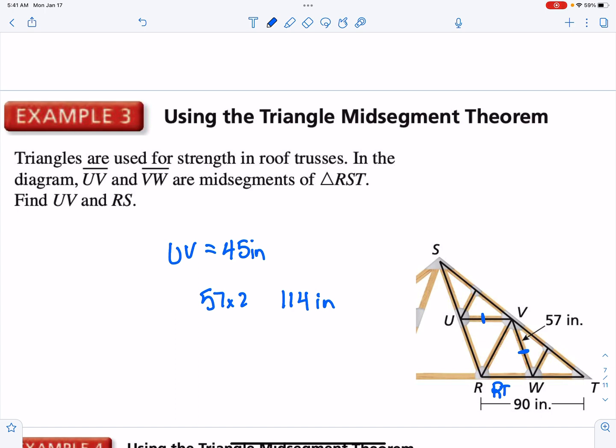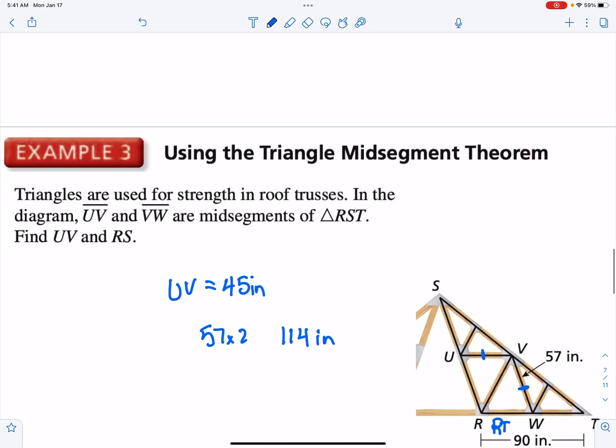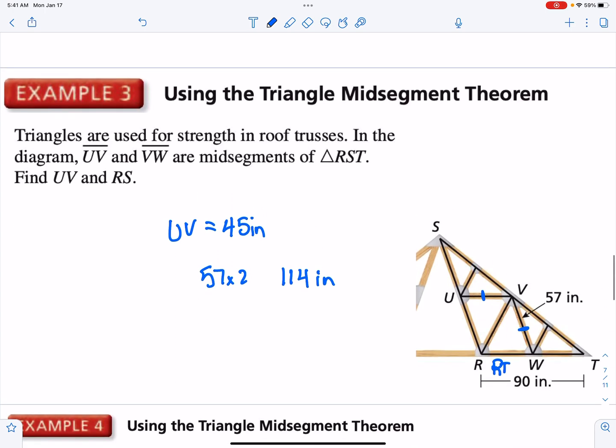Now, the other thing that's kind of useful to us is that UV and RW and RT are going to have to be the same length. So we essentially have kind of a mini parallelogram in here that we'll use at times that helps us out because those sides are congruent.